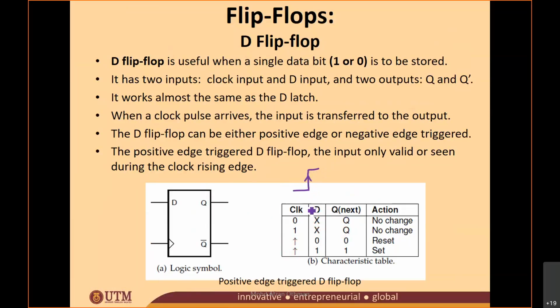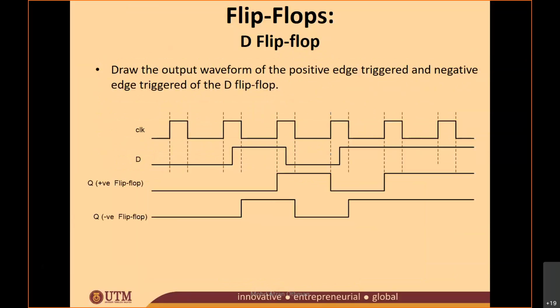Okay, so kamu kena tengok kamu punya D. At this very moment, you need to refer to your D. If your D is 0, then the output will be 0. If your D is 1, then the output will be 1. Okay, so let's look at this example here.